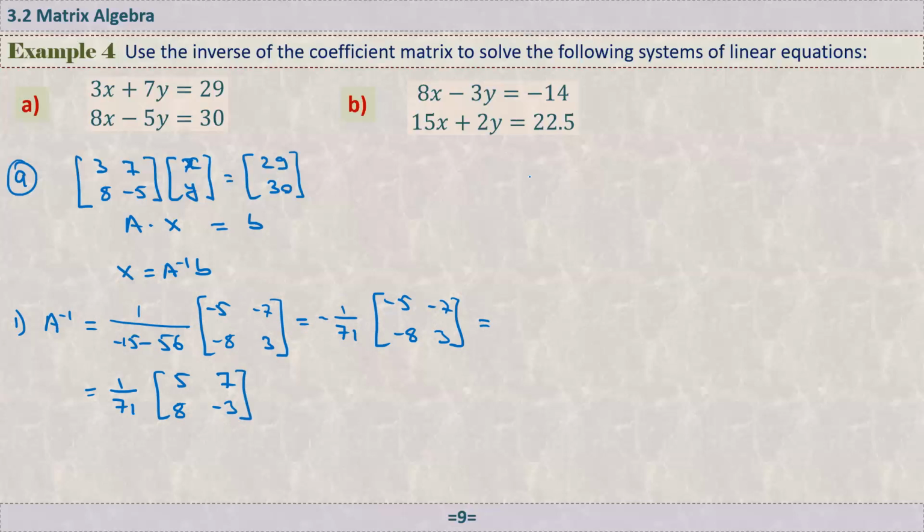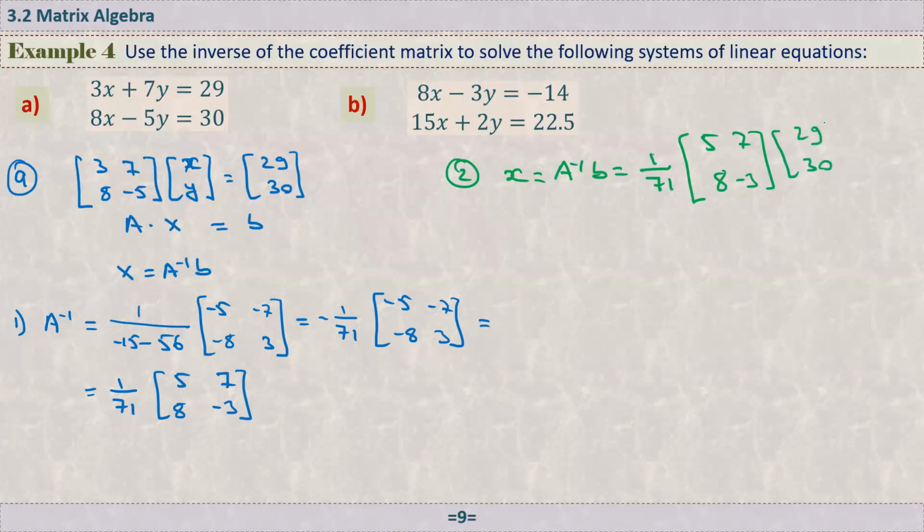Now, second step, I should evaluate this. What is x? x equals A inverse times B. A inverse we have just calculated, that's equal to 1 over 71 times 5, 7, 8, minus 3. On purpose, I'm keeping the 71 outside. I can bring it inside a bit later after we multiply this matrix by B. B is 29 and 30, so we multiply a 2 by 2 matrix by it.